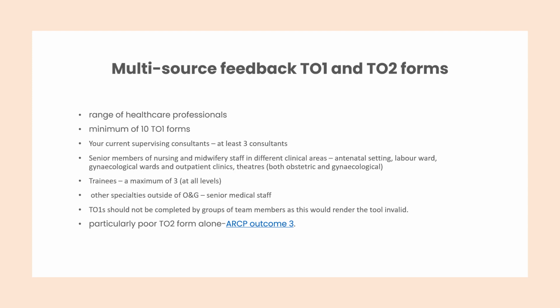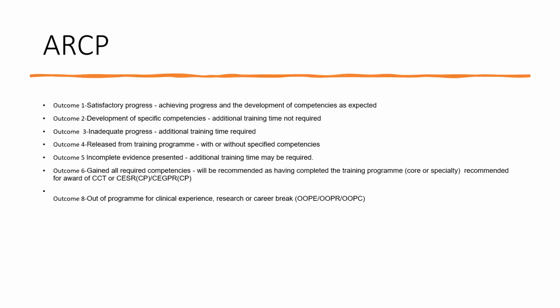Now, if there are some really poor tier 1 forms and people have really highlighted concerns on it, then it could sometimes result in an outcome 3, which we'll talk about in detail. But it's a very important tool to allow judgment of how well the trainee is functioning in a multidisciplinary setting.